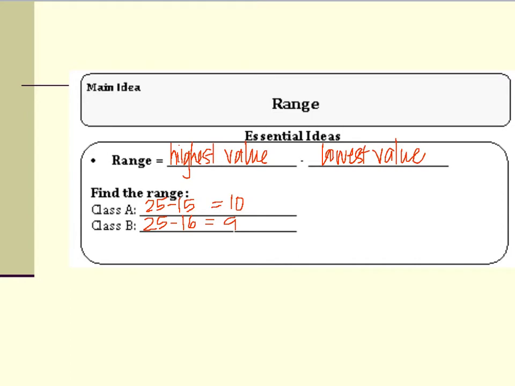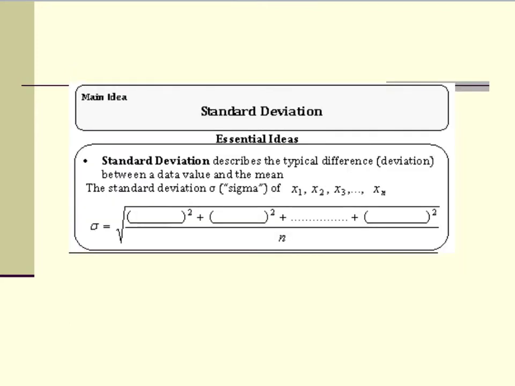Your calculator will not do range, but it will tell you the highest value and the lowest value. You will just have to subtract them. When we look at standard deviation, there is this extremely long formula. And back before calculators, we used to do it without a problem. Now, we're going to make our calculators do this to save us a little work.